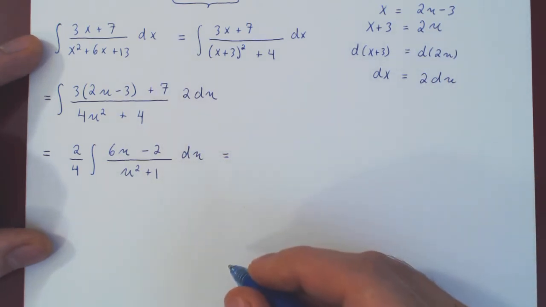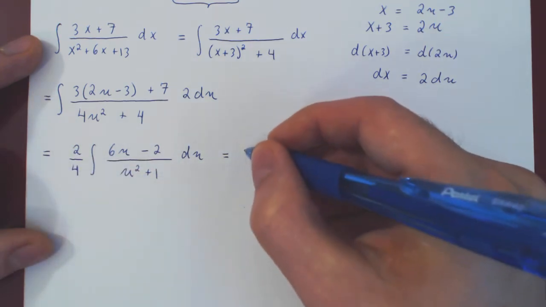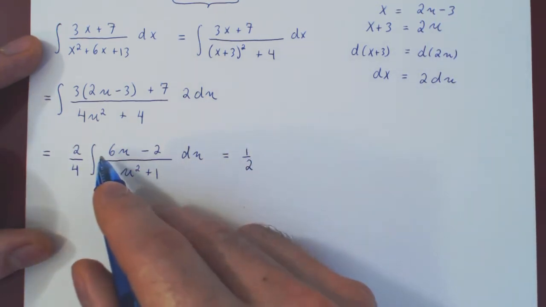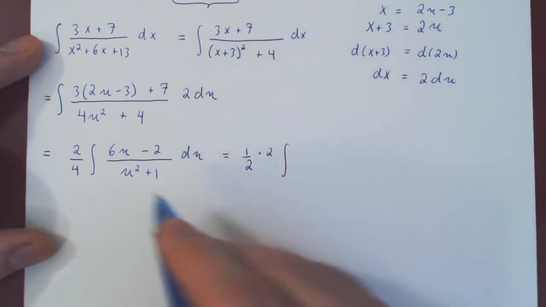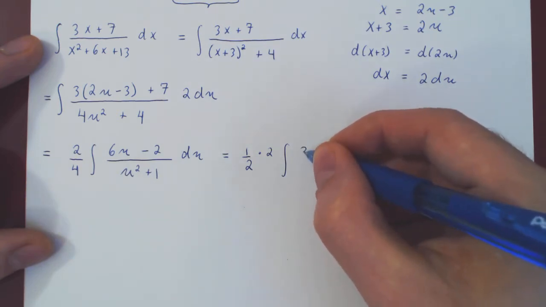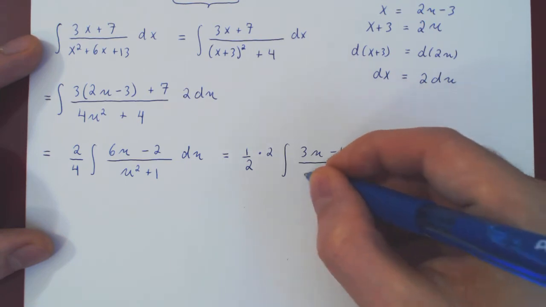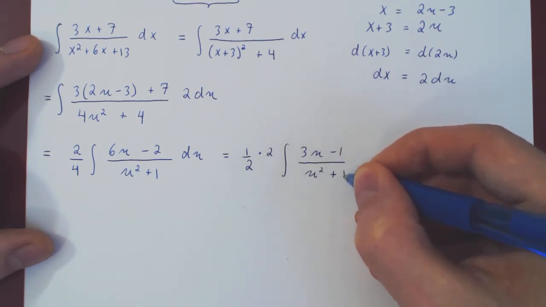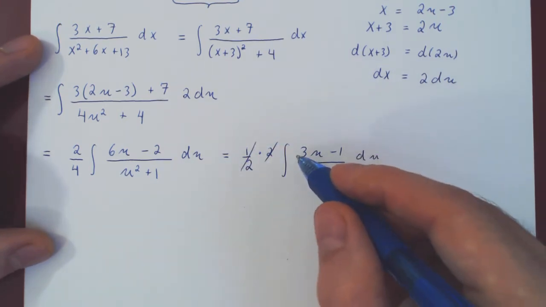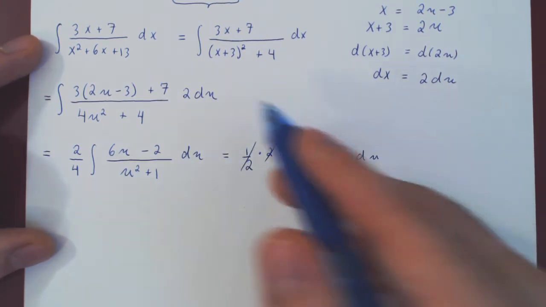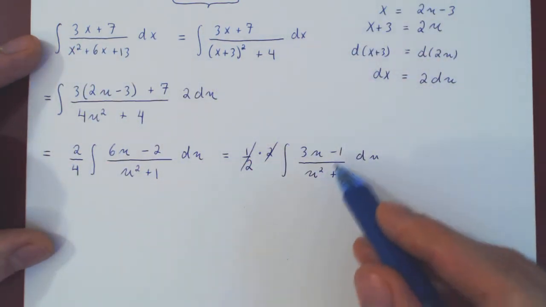Well, we can simplify even some more now. So we have 2 quarters, that's just 1 half. And we can also factor a 2 from here, so times 2, which will leave us with 3u minus 1 over u squared plus 1 du, so this cancels, and we're left with the integral of 3u minus 1 over u squared plus 1 after first completing the squares and making the proper u substitution.